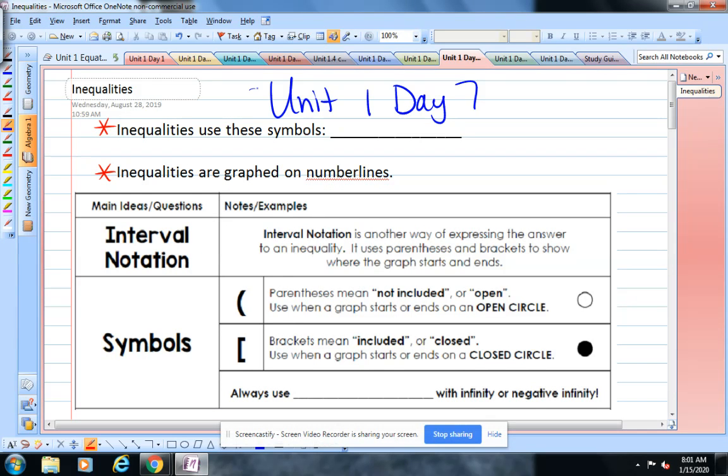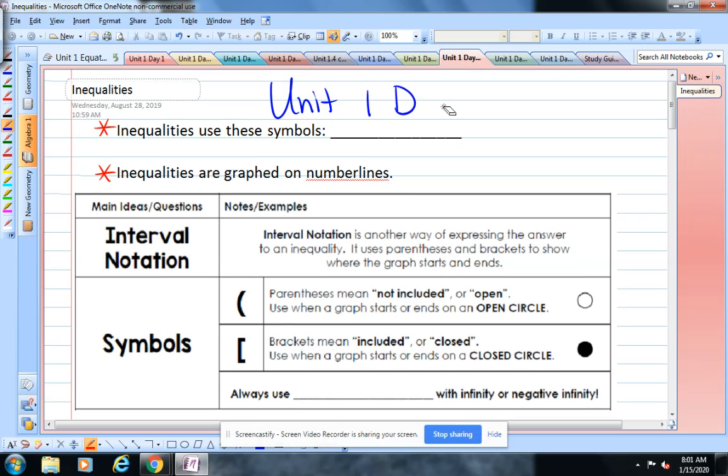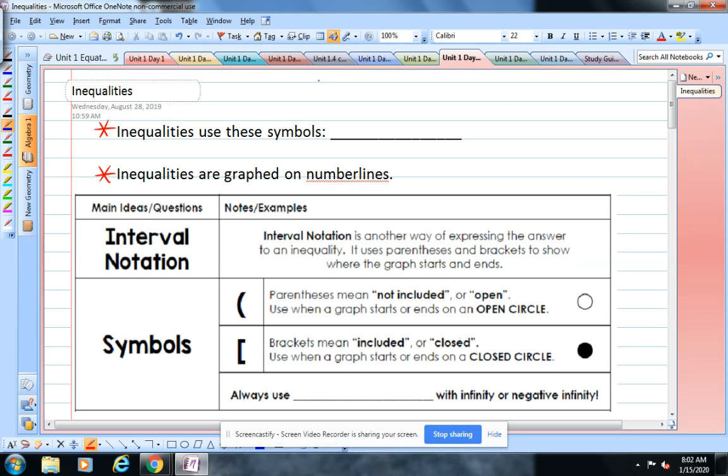I'm actually going to scoot that over because I said I was. I got to write on that blank.